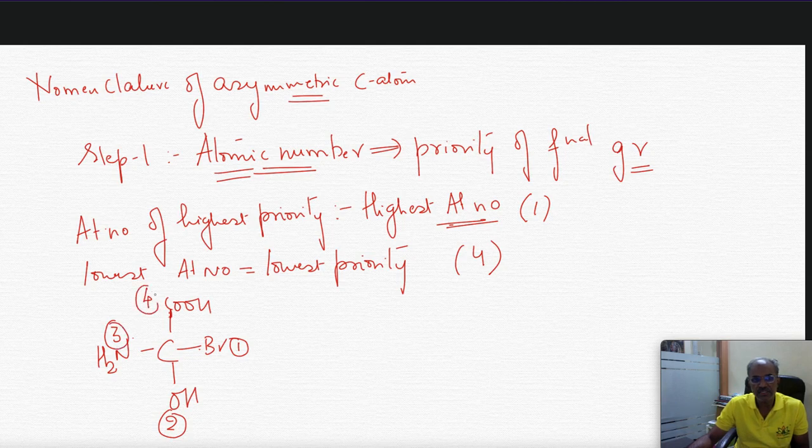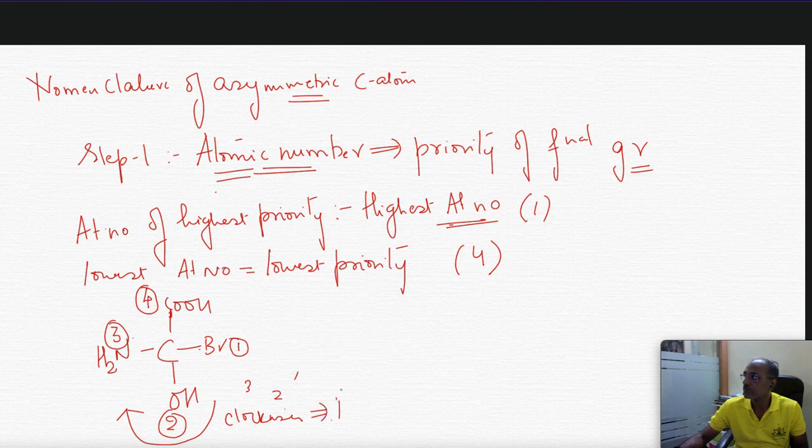That means the atom of a functional group which is directly attached to the asymmetric carbon atom, the atomic number of that particular atom has to be considered. Now see this: 1, 2, 3. It is in this direction, that means it is clockwise. That means it is R.